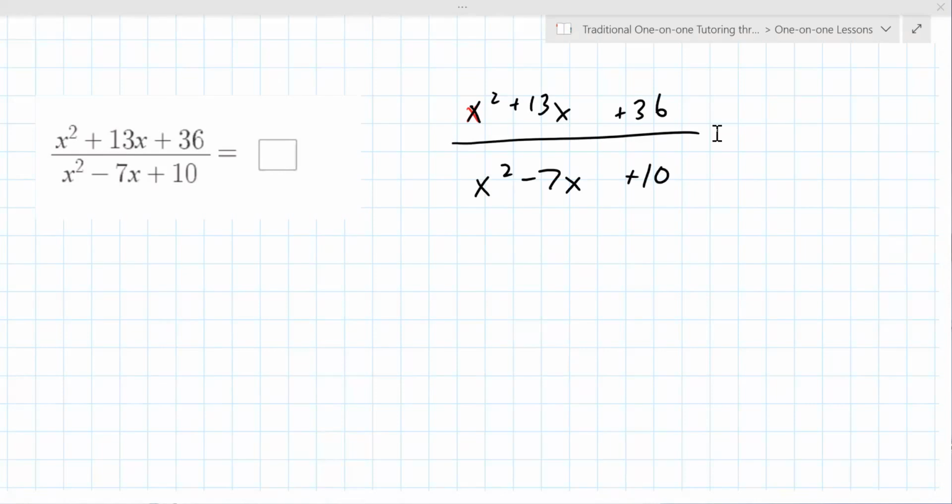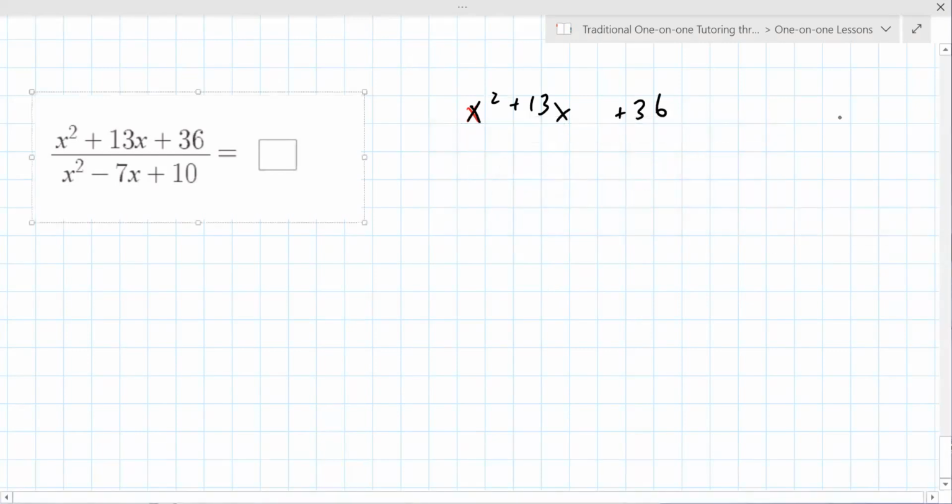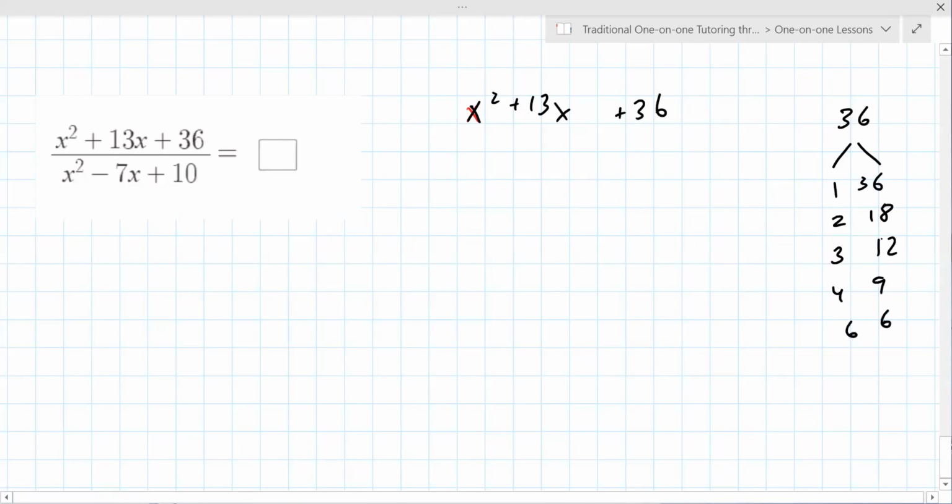So the first thing you do is you look at this 36, and you're looking for two numbers that multiply to 36 but add up to 13. Okay, 3 and 12, 4 and 9, 6 and 6. Do any of these add up to 13? 4, 9. Yes. So that becomes x plus 4, x plus 9.